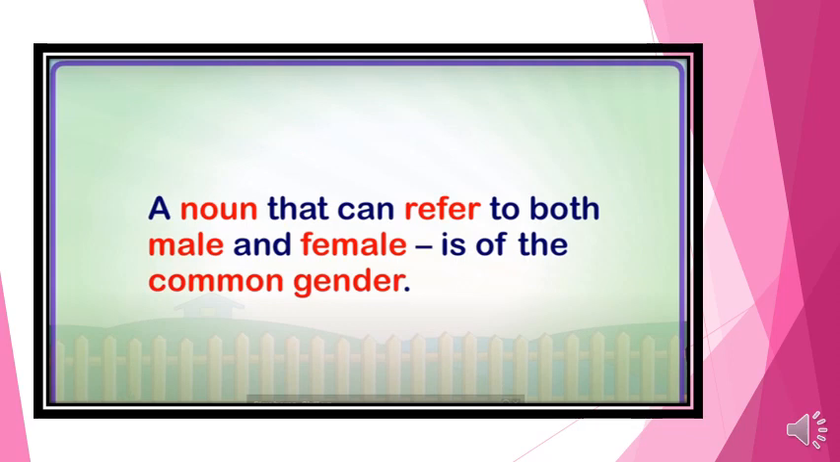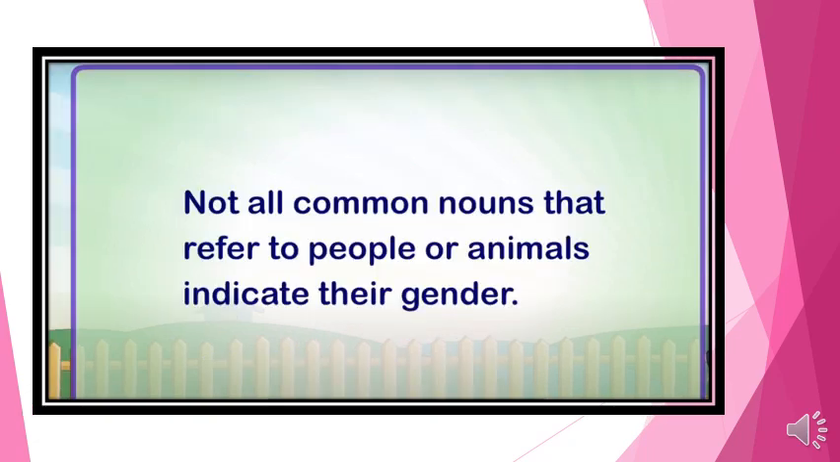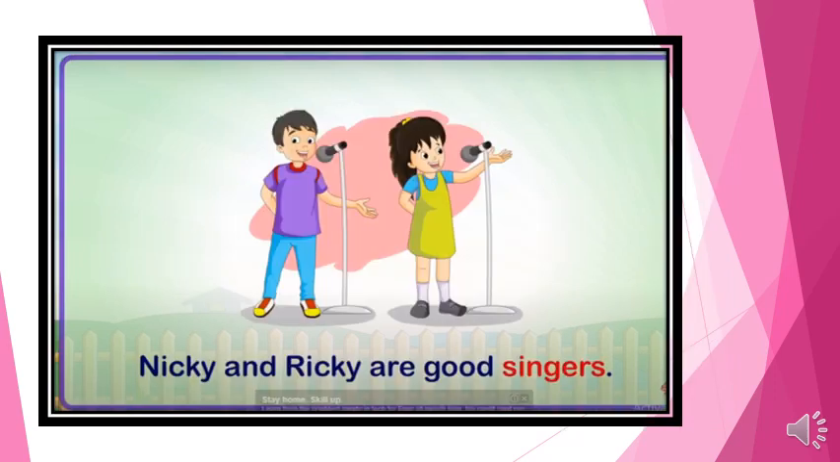A noun that can refer to both male and female is of the common gender. So there are some common genders too. For example, that is a cute baby. Look at the word baby. Baby is a common gender. Not all common nouns that refer to people or animals indicate their gender. Nikki and Ricky are good singers. Look at the word singers. Singer is a common gender.